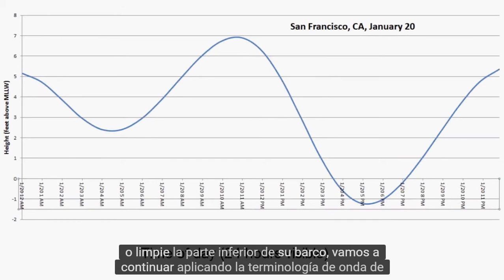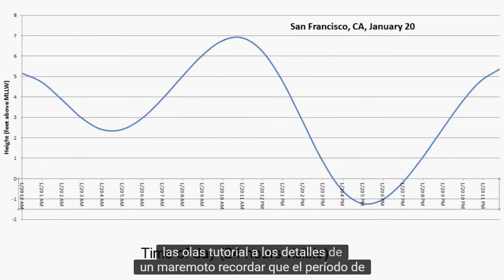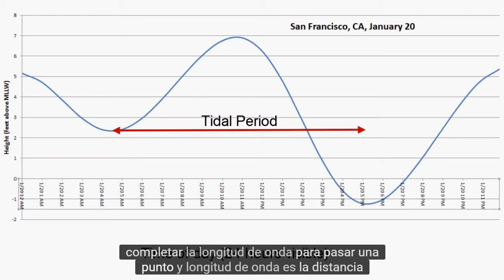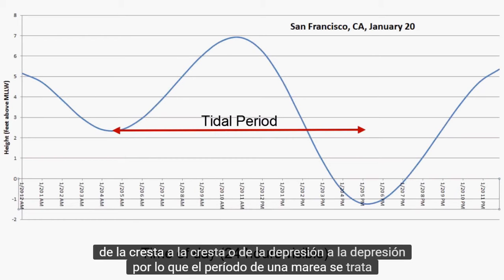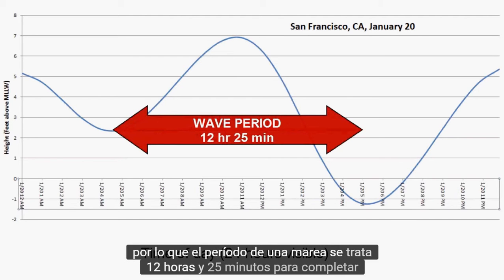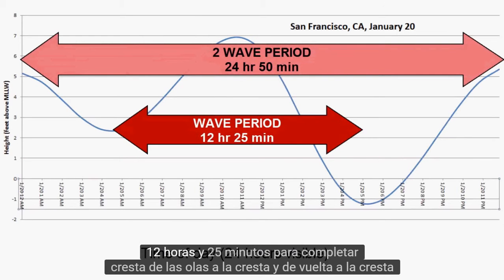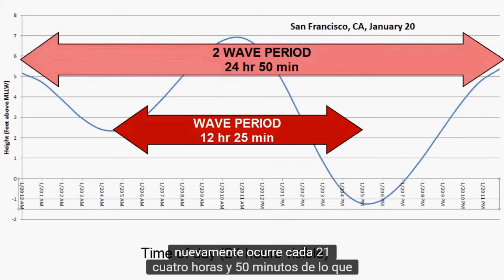Let's continue to apply wave terminology from the waves tutorial to the particulars of a tidal wave. Remember that the period of a wave is the time it takes for one complete wavelength to move past a point, and wavelength is the distance from crest to crest or trough to trough. So the period of one tidal wave is about 12 hours and 25 minutes. 2 complete waves, crest to crest and back to crest again, occur every 24 hours and 50 minutes.